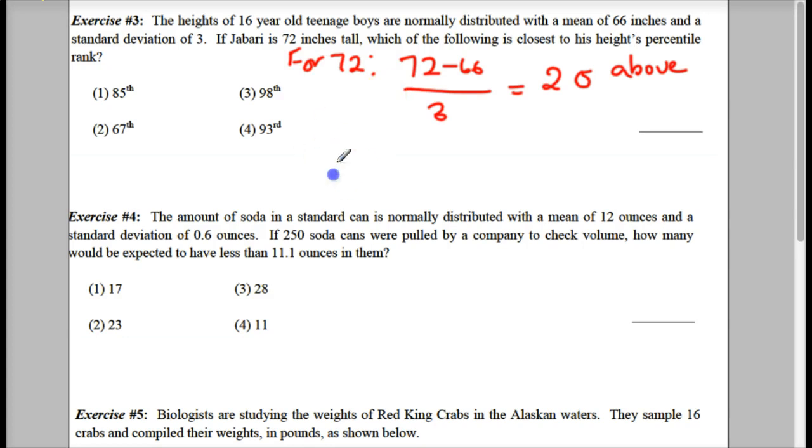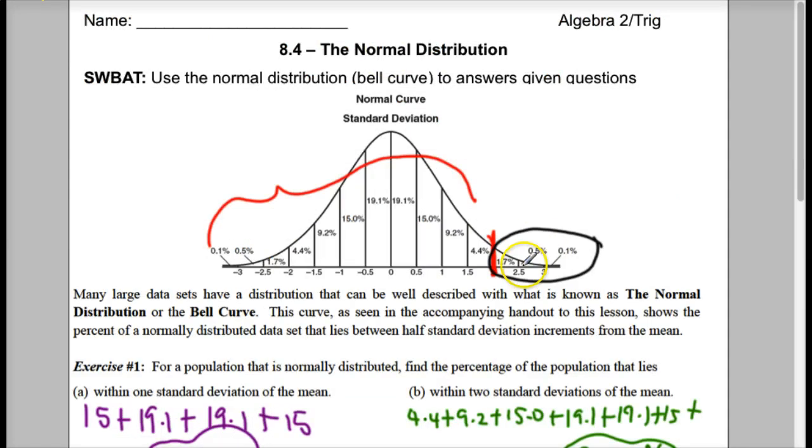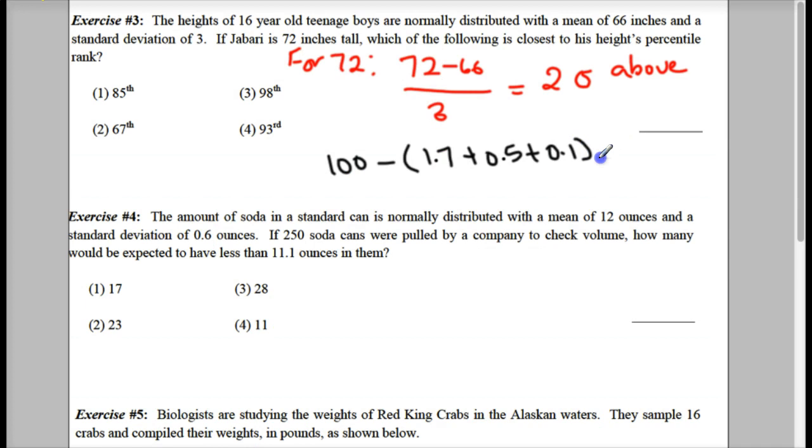So we can say that he is actually 100% take away the 1.7 plus 0.5 plus 0.1. And again, this is coming from here. He is at 2. So that means he falls between this percentile. Only this number of people are taller than him. So this actually works out to be 97.7%. Rounded, this is actually 98%, which is the 98th percentile.